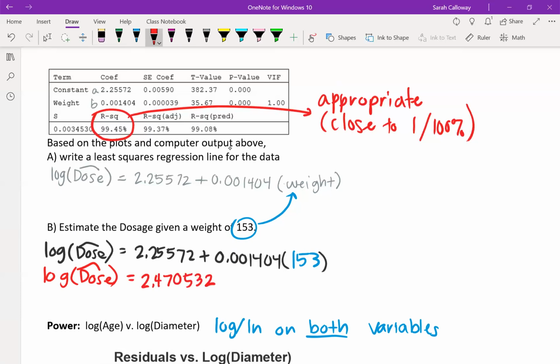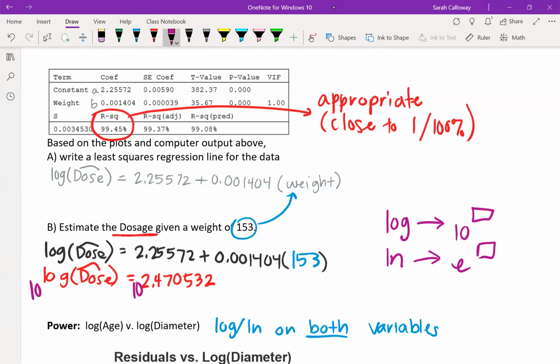What's different here is that that's not my answer, because I don't have the dosage by itself. I want just the dosage. And so remember that whichever kind of log you have tells you how you exponentiate. If it's a regular common log, you're doing 10 to the power. If it's a natural log, you're doing e to the power of the equation. Since this is a common log, we're going to exponentiate everything with a base of 10 so that the log will cancel.